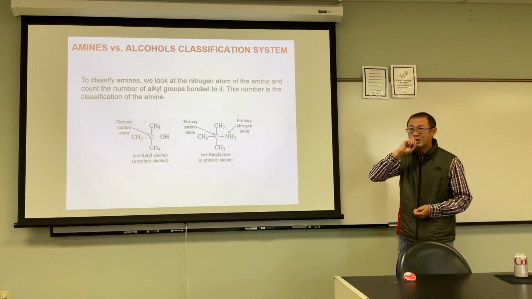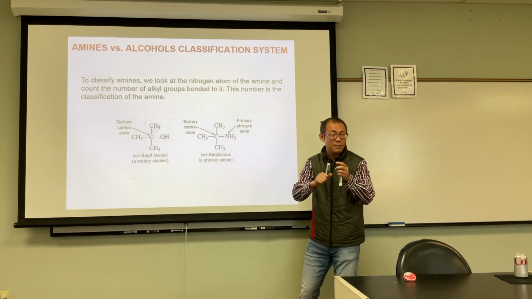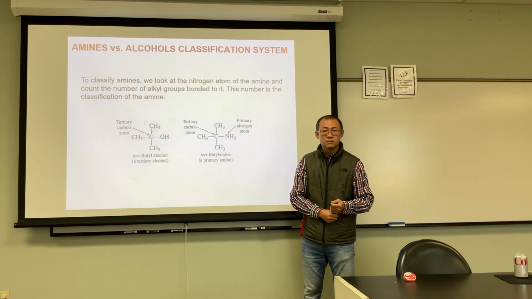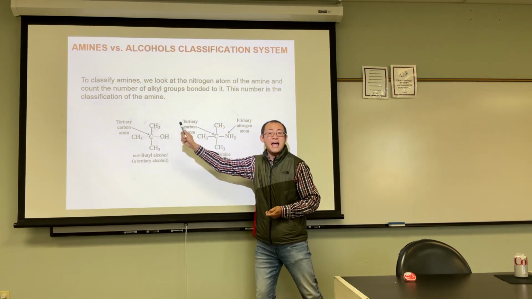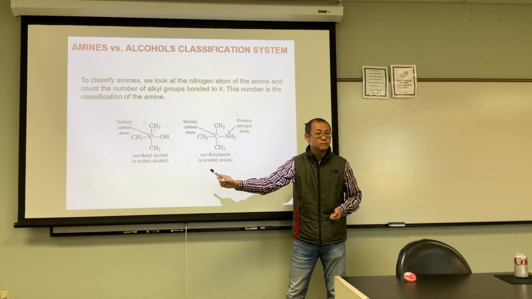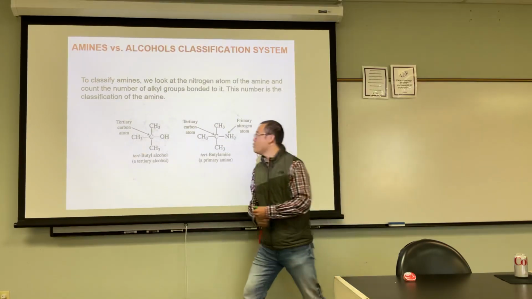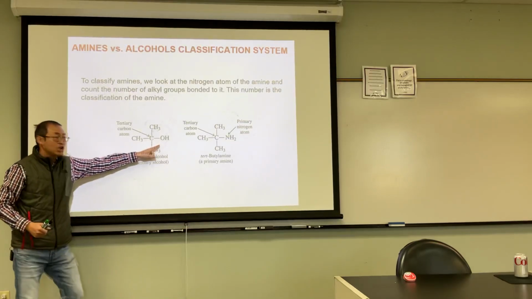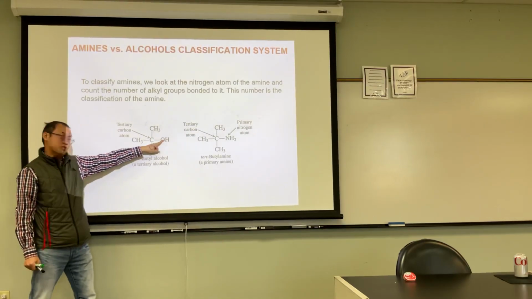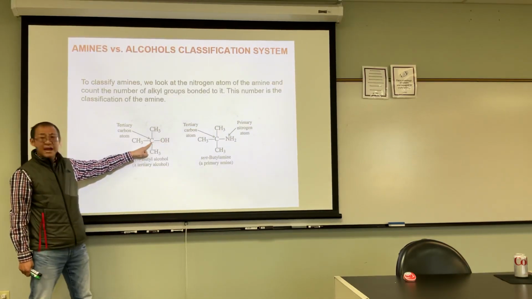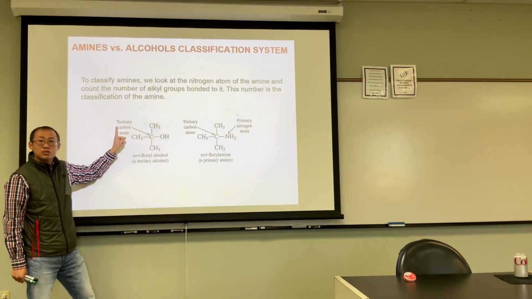Some of you may get confused, and some of you even got it wrong on the first test. Even though the concept is the same, when we classify amines versus when we classify alcohols, these 2 molecules are a little different. When we classify alcohol, we don't look at the O. We look at the C bonded to the O. So in this case, for example, on the C there are 3 groups. We call the alcohol a tertiary alcohol.